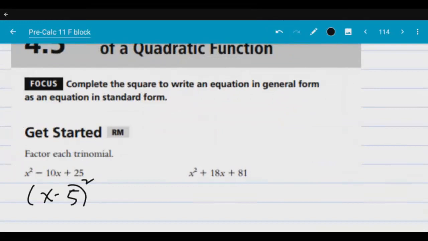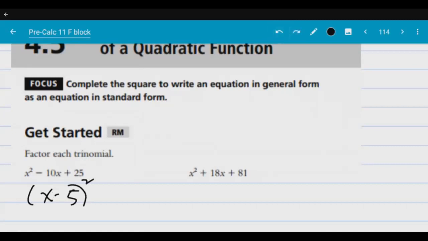Now, if you're thinking, how did I get that? This one would have a square root of plus or minus 5, but then when you double it, it could either be plus 10 or negative 10. But then, since the middle term is negative, I have a negative sign here.